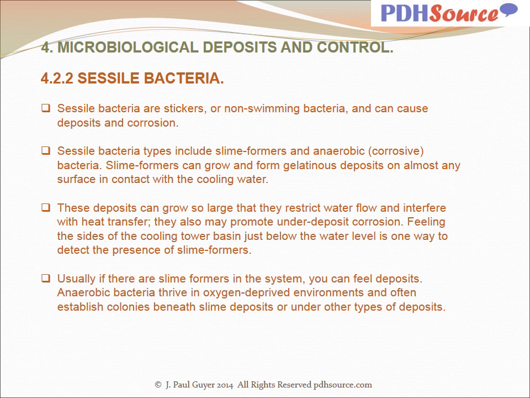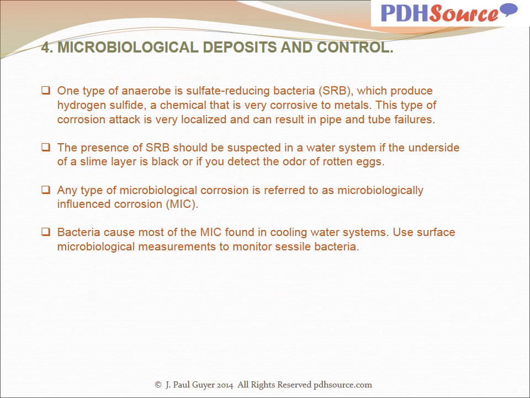Anaerobic bacteria thrive in oxygen-deprived environments and often establish colonies beneath slime deposits or under other types of deposits. One type of anaerobe is sulfate-reducing bacteria, abbreviated SRB, which produce hydrogen sulfide, a chemical that is very corrosive to metals. This type of corrosion attack is very localized and can result in pipe and tube failures. The presence of sulfate-reducing bacteria, SRB, should be suspected in a water system if the underside of a slime layer is black or if you detect the odor of rotten eggs.